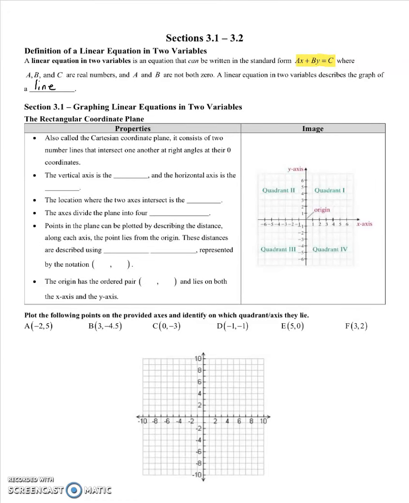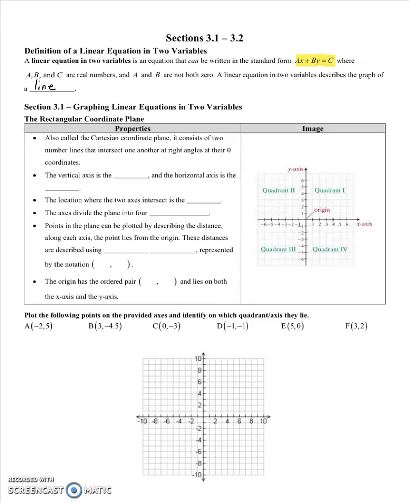So the next thing we need to talk about is graphing. We're going to talk about the rectangular coordinate plane, which is also called the Cartesian coordinate plane, named after French mathematician and philosopher René Descartes. The plane consists of two number lines that intersect each other at right angles at their 0 coordinates.